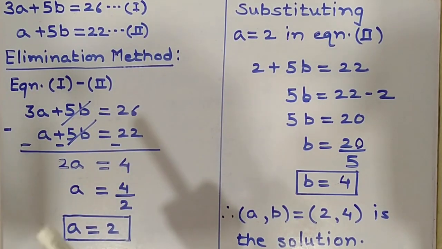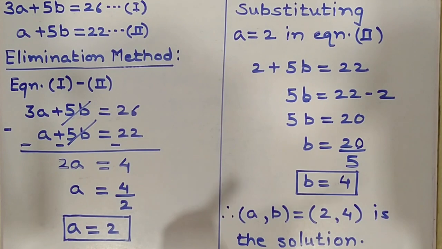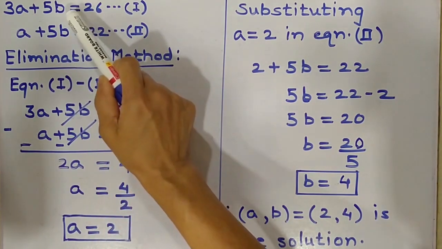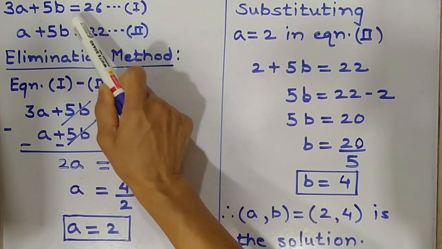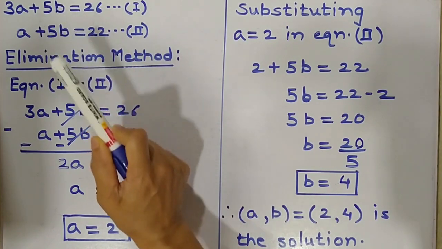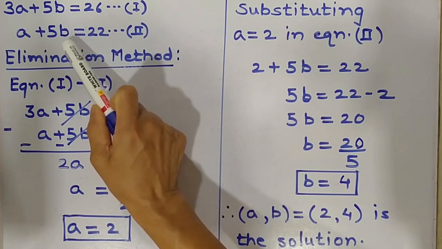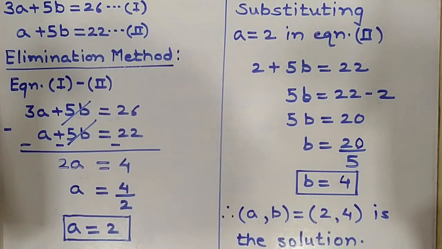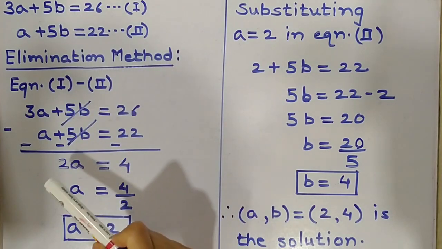We can solve and find out the value of these variables by two methods. First method which we will use here is the elimination method. See here, if you observe properly, the coefficient of b is the same in both the equations, that is 5. So if you subtract one equation from the other, you should be immediately able to eliminate variable b.